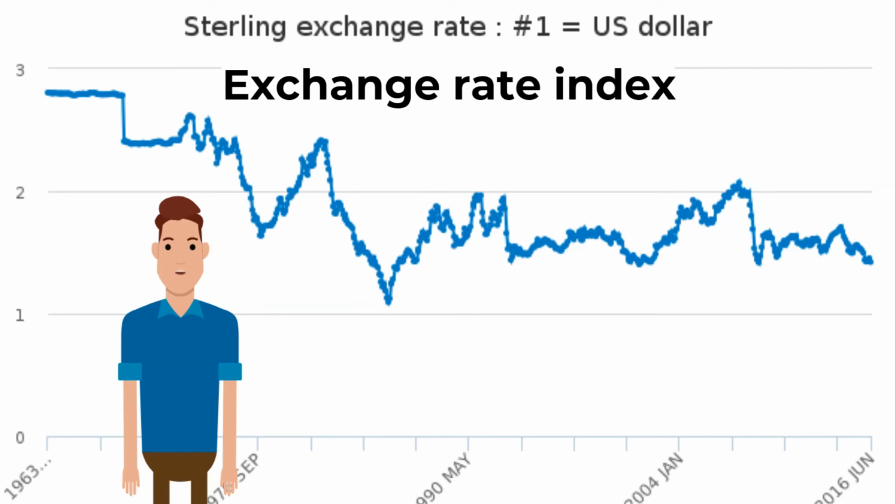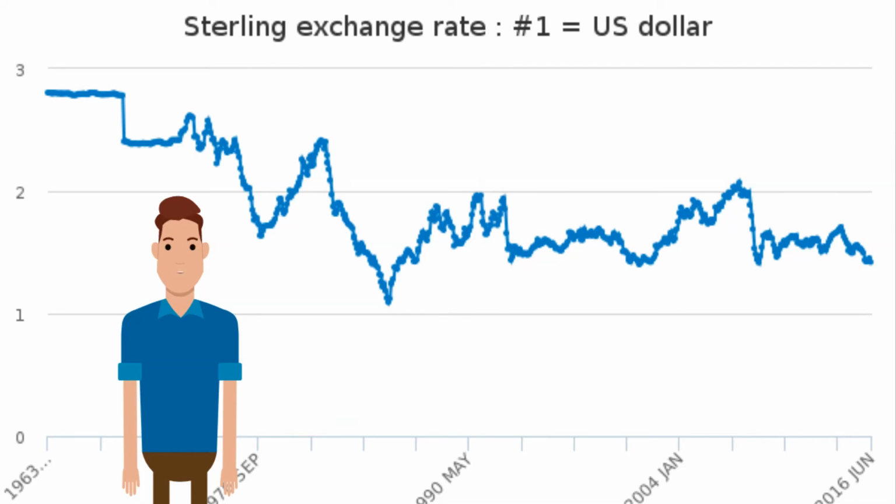4. The exchange rate index shows the value of a currency against a basket of currencies weighted against the proportion of trade that country does with each currency, and gives an indication of the overall strength of the currency in the market. For example, for the UK, the US dollar and the euro would be heavily weighted in the basket of currencies. So, let's look at different exchange rate systems.